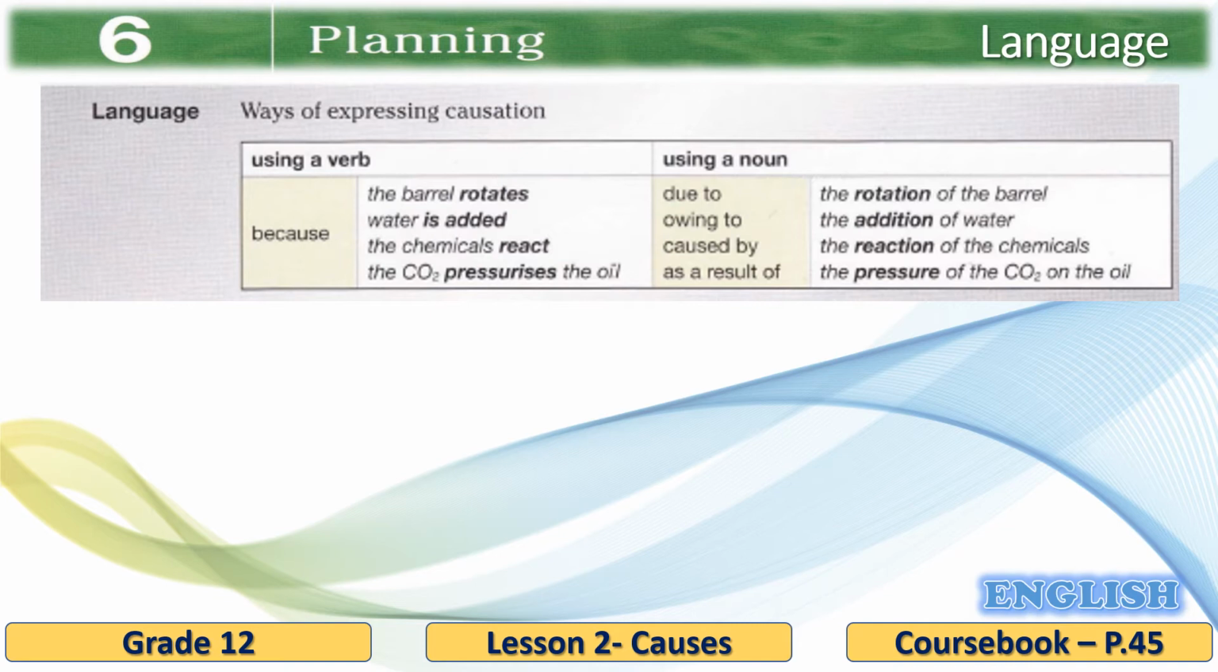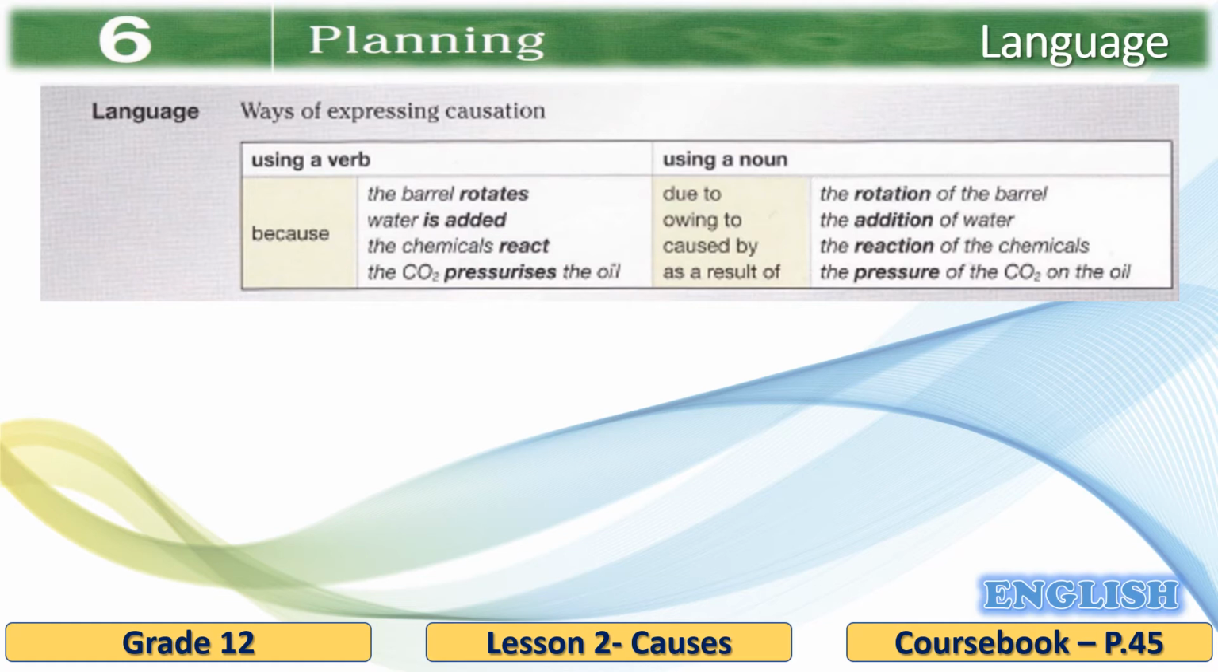As you can see here in this table, we have ways of expressing causation. Now, as you can see, we have some examples to the left and other examples to the right. The difference is here we have examples about clauses that follow the word because. Here, the first example, because the barrel rotates, because water is added, because the chemicals react, because the CO2 pressurizes the oil. As you can see here, in each example, we have a subject and a verb, while on the other hand, we have the words due to, owing to, caused by, as a result of, and they are followed by nouns, like the examples.